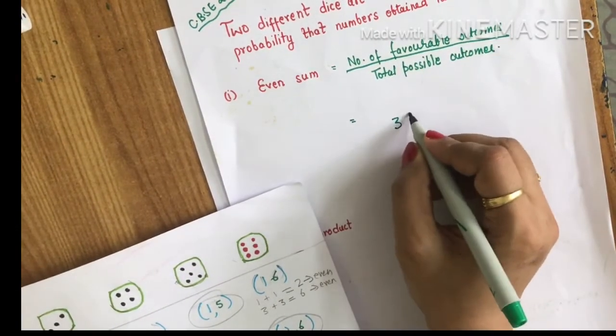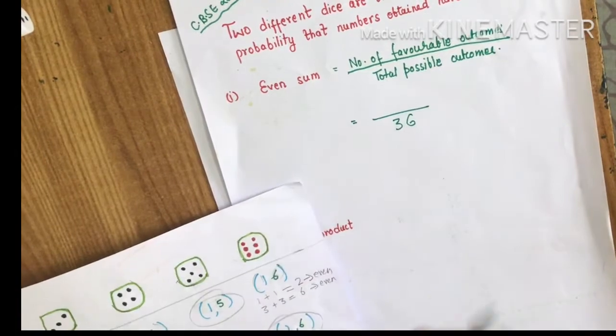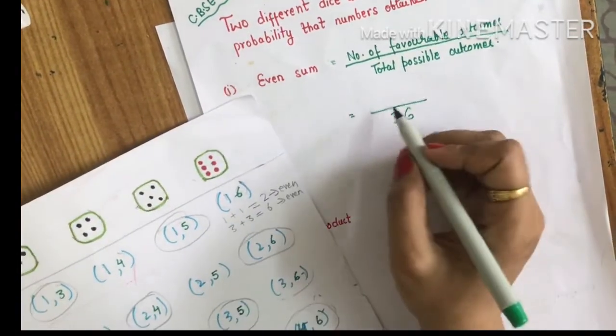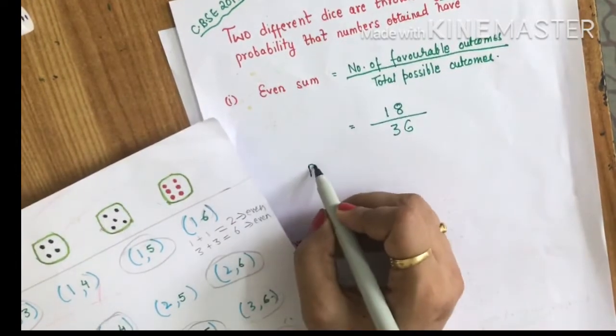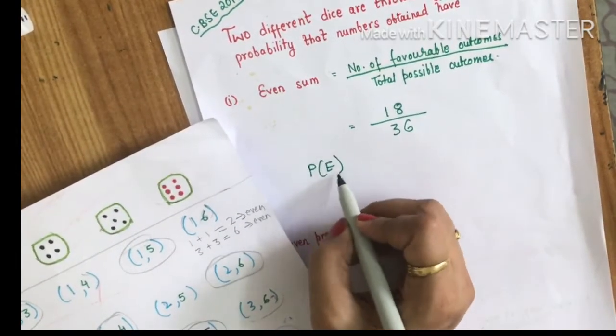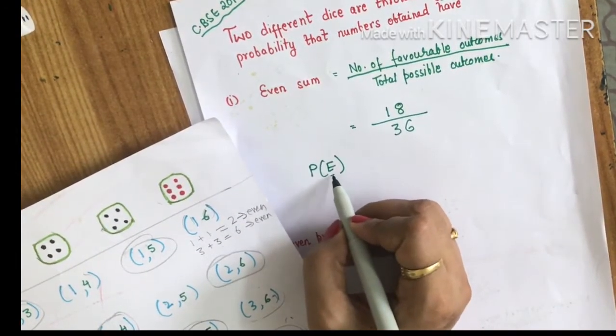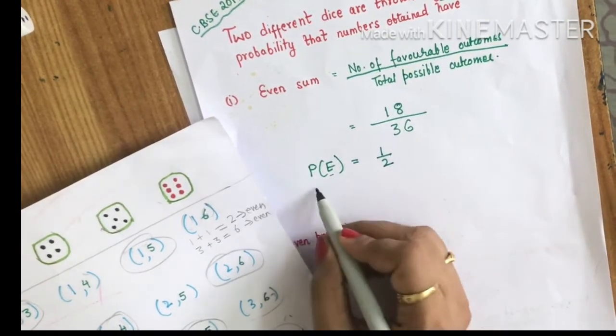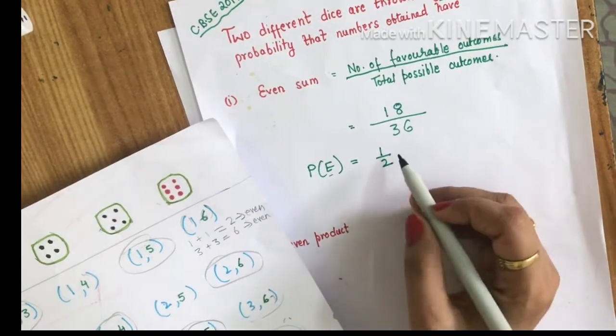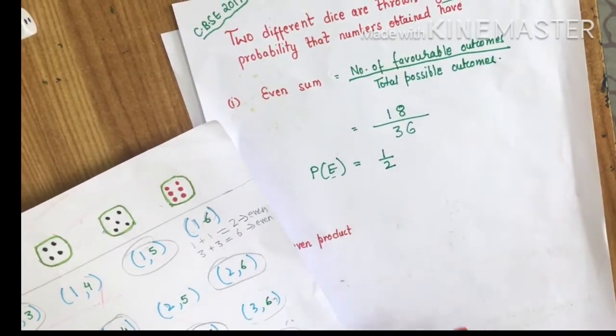So total possible outcomes when we throw 2 dice is 36. And the favorable outcomes in this case are 18. So what is the probability of getting an even sum? The event is getting an even sum. So it will be 1 upon 2. So the probability of getting an even sum when we throw 2 dice is 1 by 2.